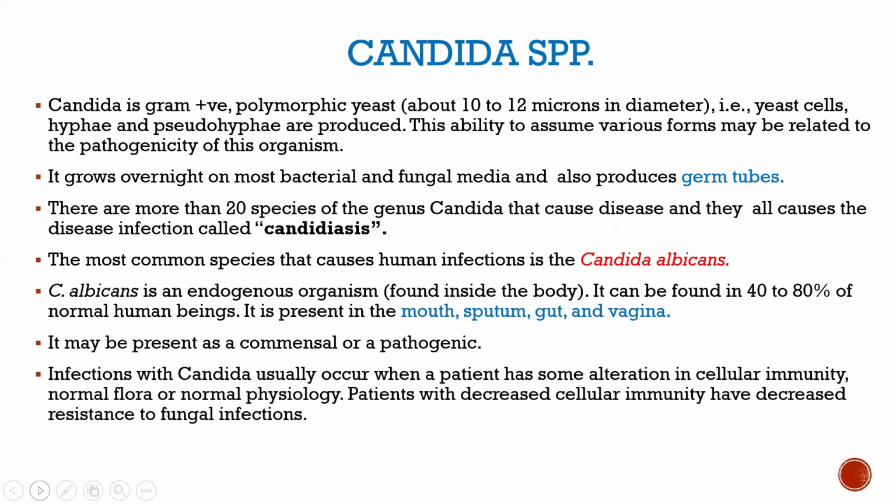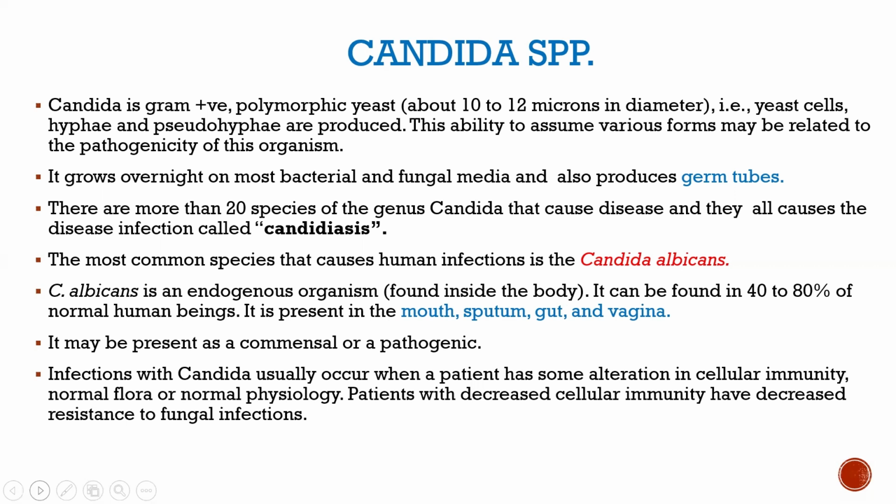Okay, so Candida can grow overnight on bacterial and fungal media, and also produces what are called germ tubes. I'm also going to show you a picture of germ tubes and what they actually do. Then there are more than 20 species of the genus Candida that cause disease, and they all cause an infection called candidiasis. At some point in our life, I think we must have heard of this candidiasis. Maybe as a woman, at one time you must have gone to hospital and been diagnosed with a yeast infection, candidiasis, by fungi, and others.